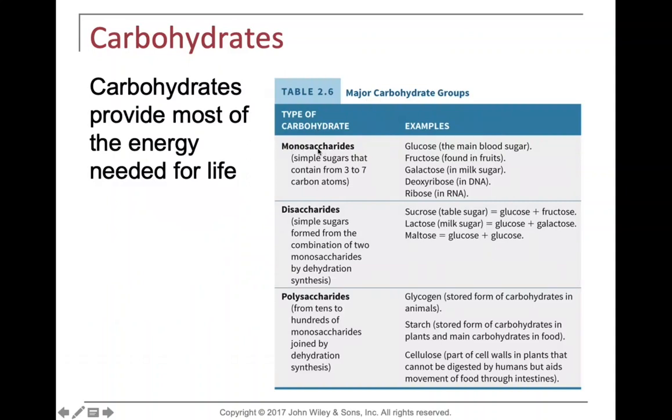Carbohydrates provide the most energy. We have monosaccharides. These are simple sugars that contain 3 to 7 carbons. Monosaccharides are glucose, fructose, galactose, and then the deoxyribose in DNA and ribose in RNA. Glucose is the main blood sugar. Fructose is found in fruit, and galactose is found in milk and sugar. Okay? Fructose is found in fruit.